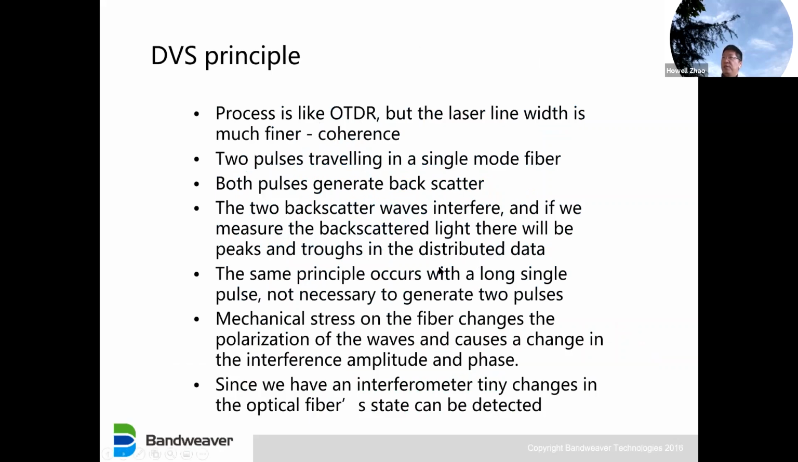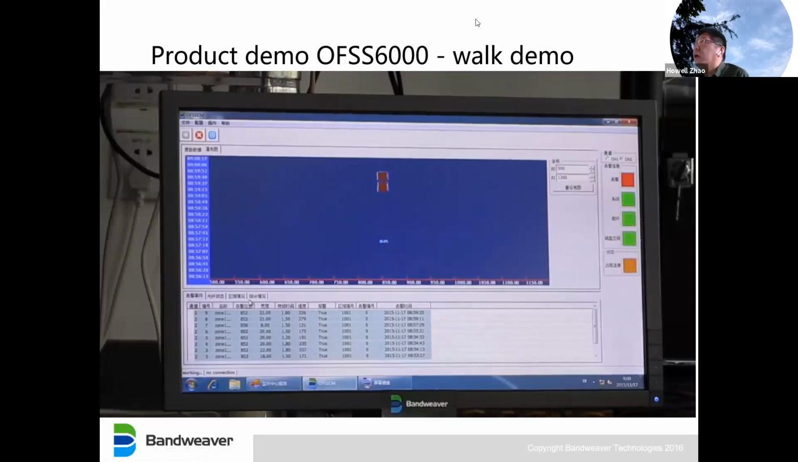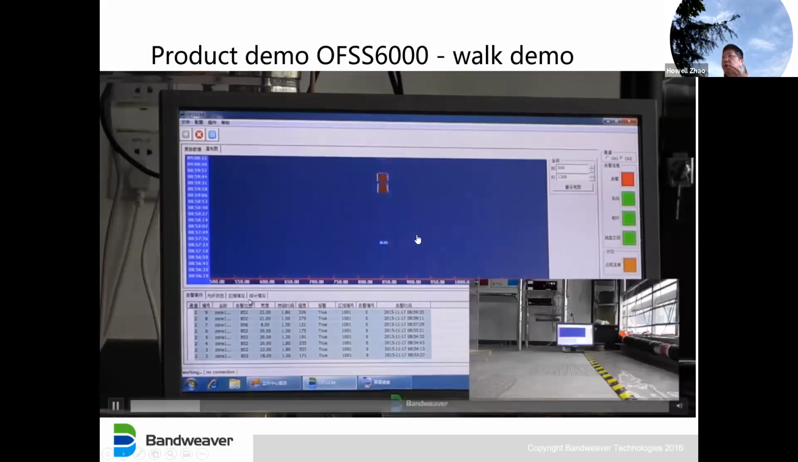So DVS, maybe I skip all these, go to the display. From here you can see the vibration, the distance and the time scale. Maybe I will show you a video later to better understand, since this is not very good to understand. Oh, maybe it's a video. Okay, I share sound already.